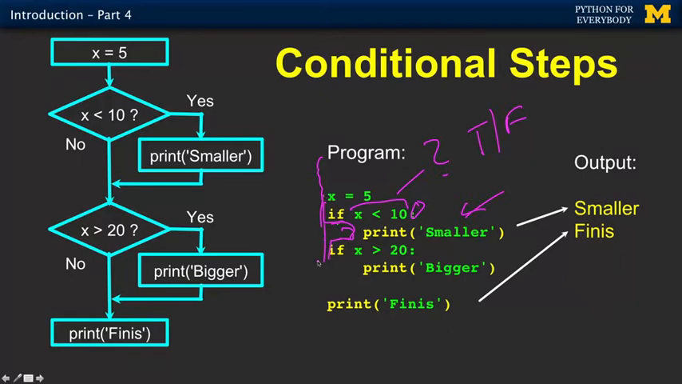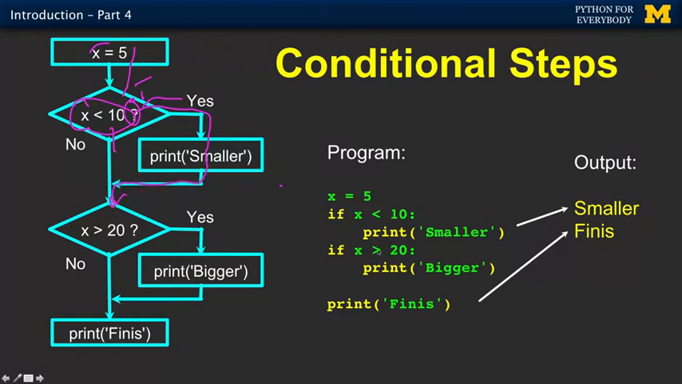And so it's probably easiest to show this on this diagram where you start with x equals 5, then you hit the if statement, and the if statement is asking a question. If the question is true, you go down one road, and if it's false, you go down the other road. In this case, x is 5, so this is true, and so we go down this path and print out smaller, and then we rejoin, and the next thing we encounter is another if statement. Is x greater than 20? Well, in that case, it's no, because x is 5.